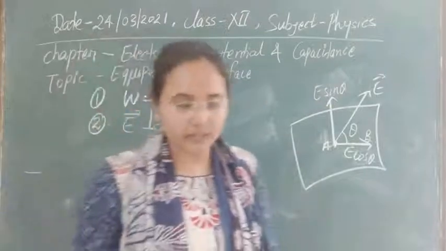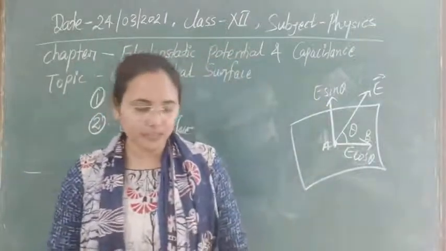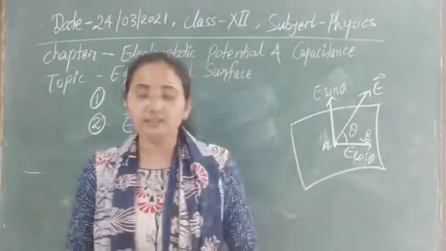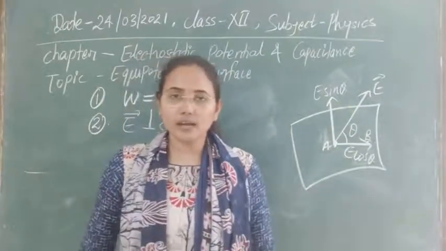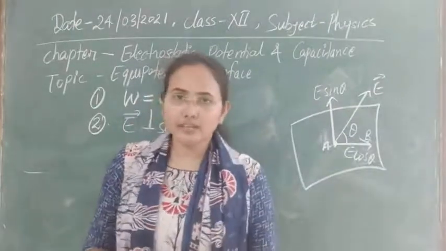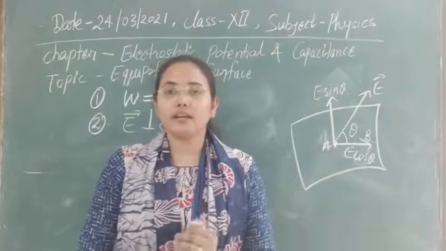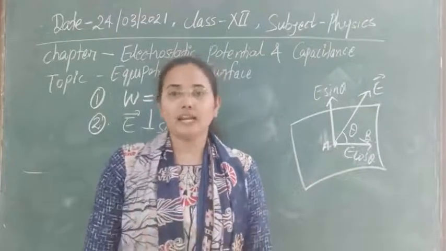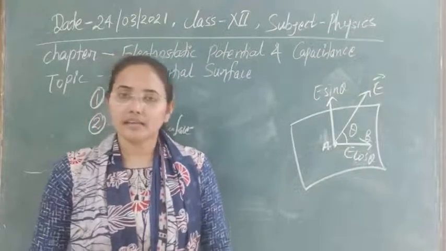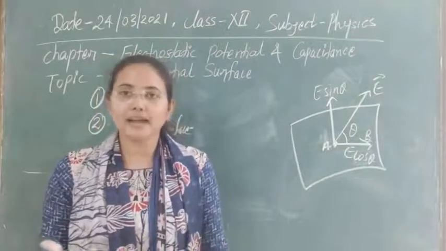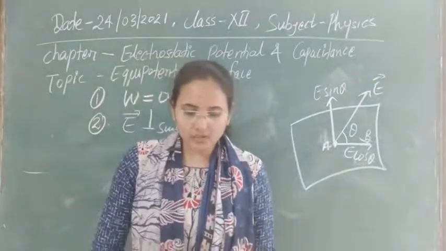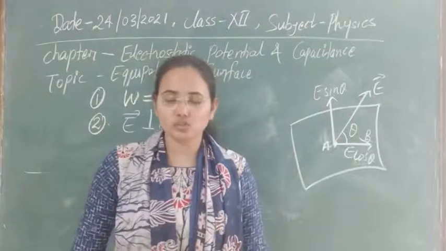Now let's see the third property of equipotential surface. The third property is that equipotential surfaces are always closer together in the region of strong electric field, and they are farther apart in weak electric field. It means that whenever the strength of the electric field changes, according to that the closeness and farness of the electric field lines or equipotential surfaces will also change here.